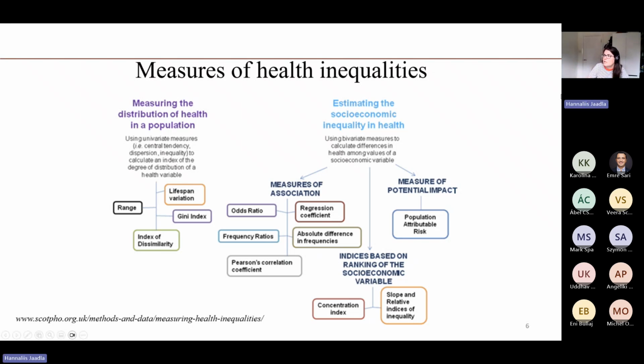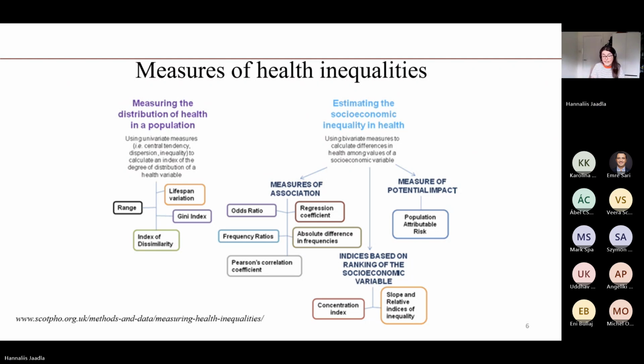The second part is measures of association. Compared to measures of the distribution of health in a population, some of them we could think of as measures you would use if you have much more aggregate data sources. Measures of association are also meaningful when using longitudinal, so when you have individual level data sources.